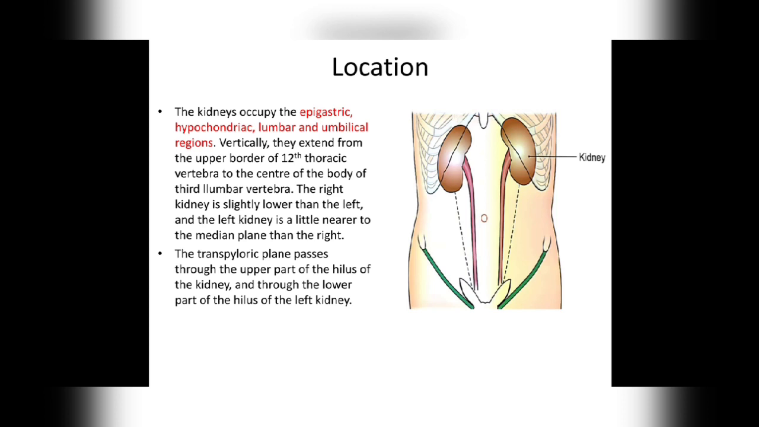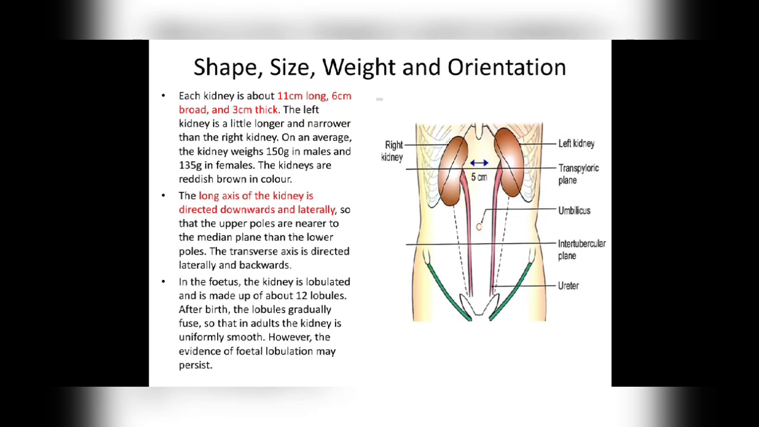The transpyloric plane passes through the upper part of the hilus of the right kidney and through the lower part of the hilus of the left kidney.